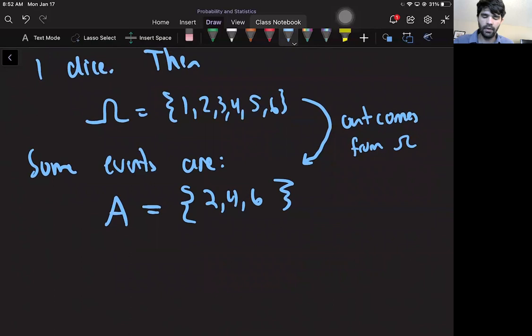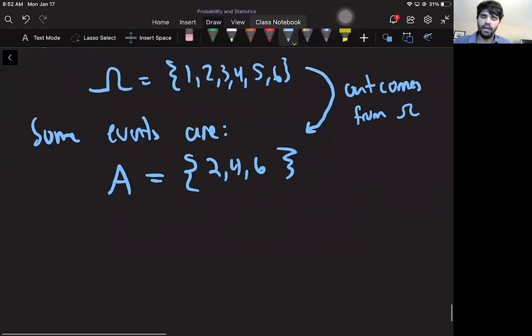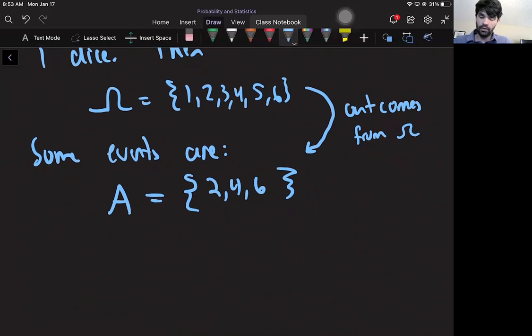And so A is a subset of omega, so A is an event. So this might be the event of rolling an even. You might ask in a high school class, what's the probability of rolling an even number with a roll of 1 die, as opposed to just asking, what's the probability of rolling a 3 or a 4 or a 5, all individually. So an event allows you to think about more than one thing at once.